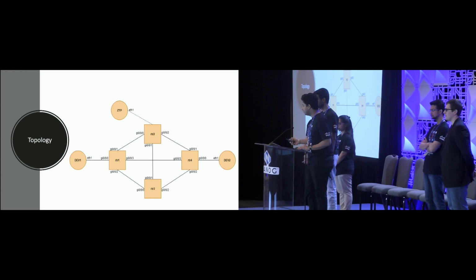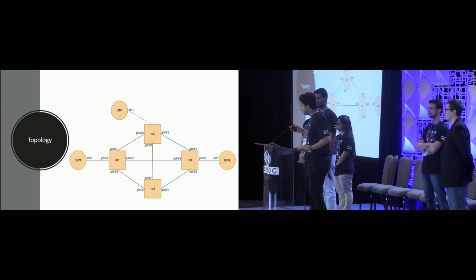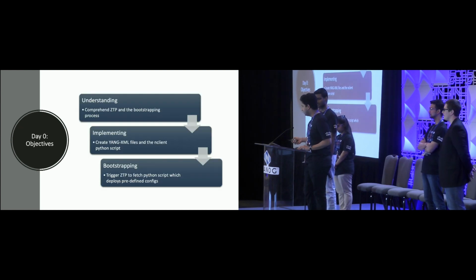This was the topology given to us. It consists of 4 routers, which are Cisco IOS based, 3 Linux devices, 2 dev servers, and 1 ZTP server, which was a management server for ZTP, and it was connected to different devices through an out-of-band management network.